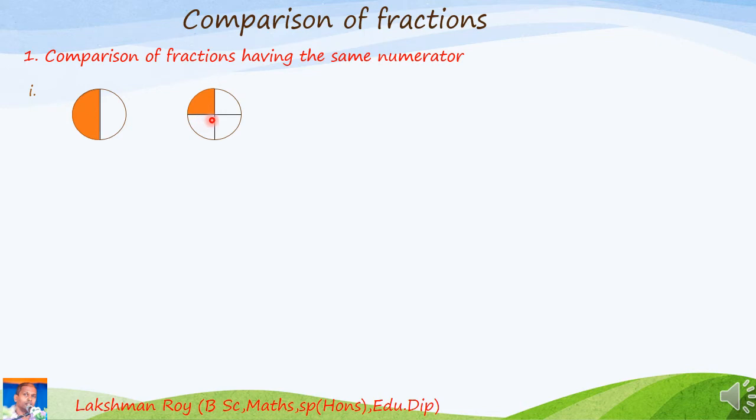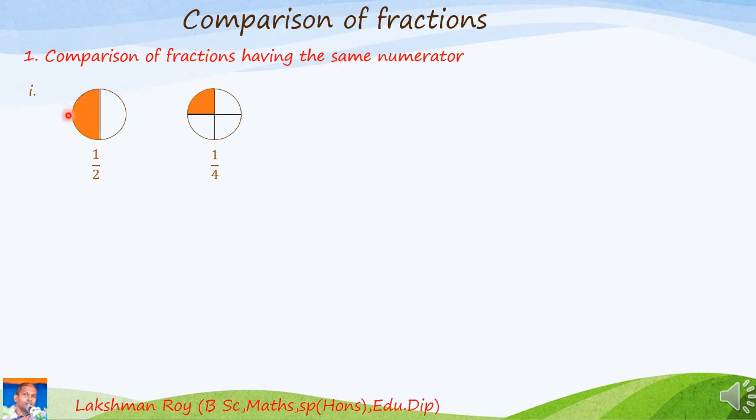Now you can see, students, the fraction represents the colored part. The figure is divided into two parts, that is the denominator, and one part is colored. So this colored part as a fraction is half. Here, how to represent this colored part as a fraction? Divided into 4 parts, colored only one part, 1/4, right? Now you can see, students, in these two fractions, numerator here 1, here numerator 1, so that means the numerator is the same.